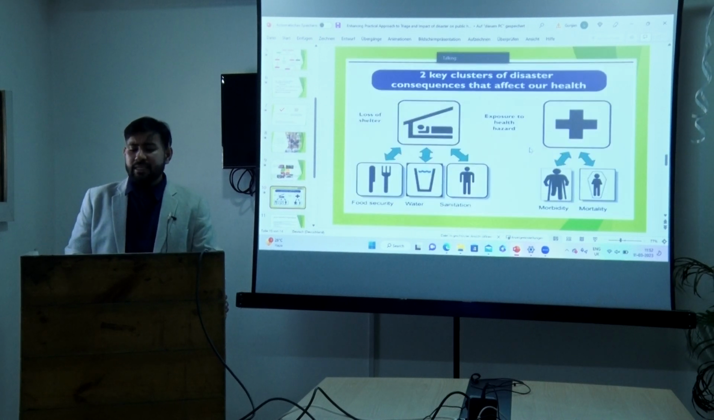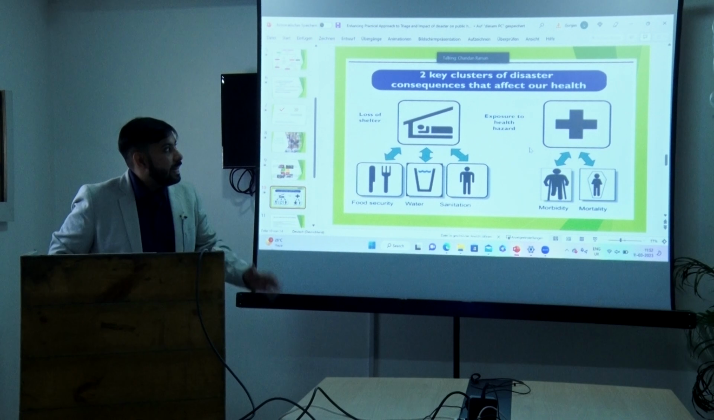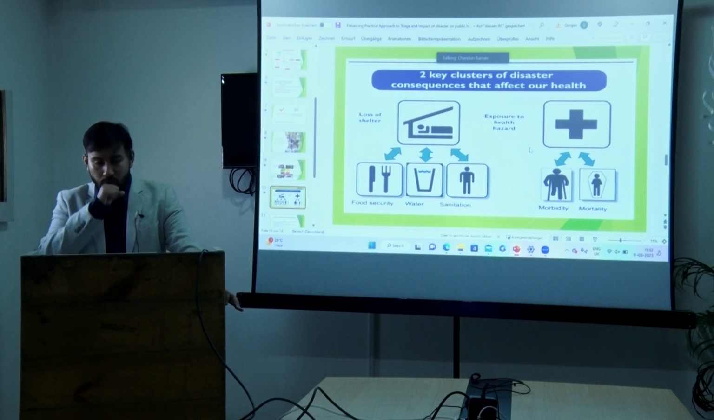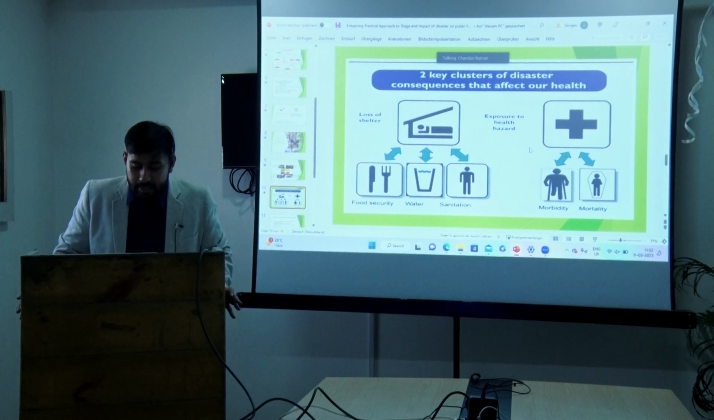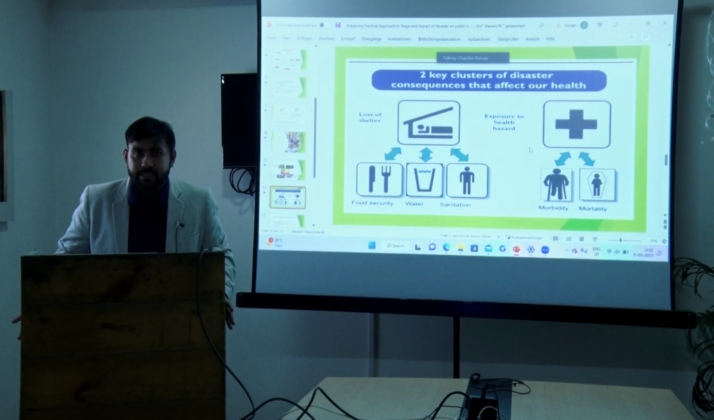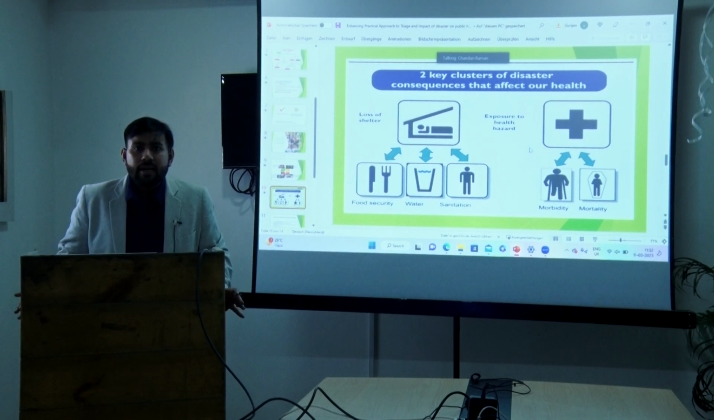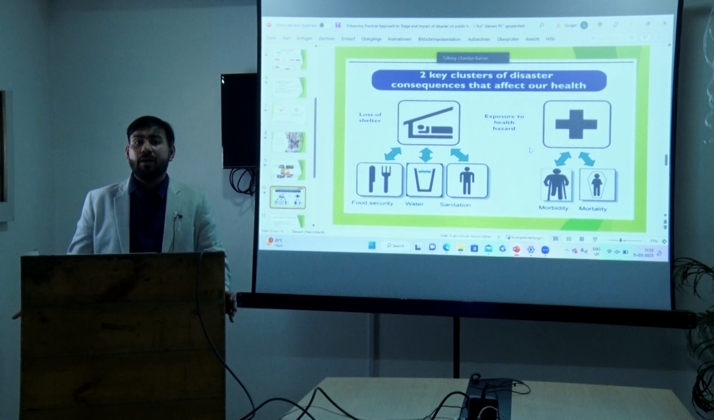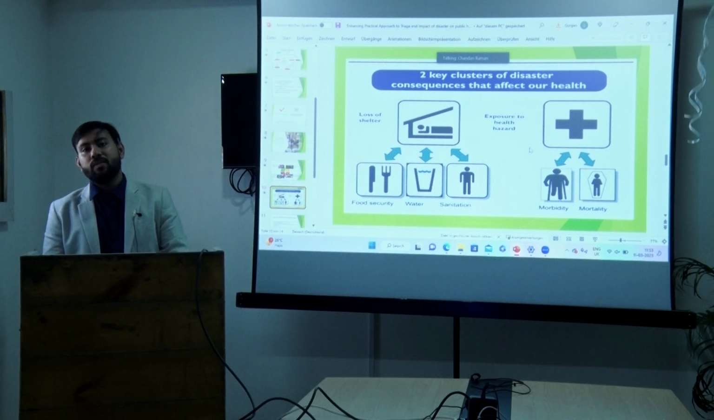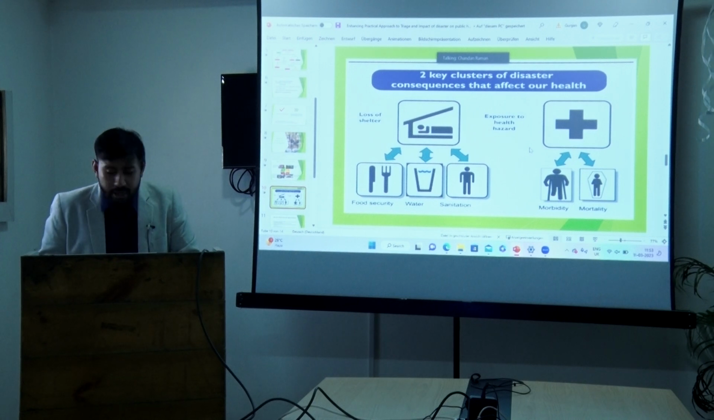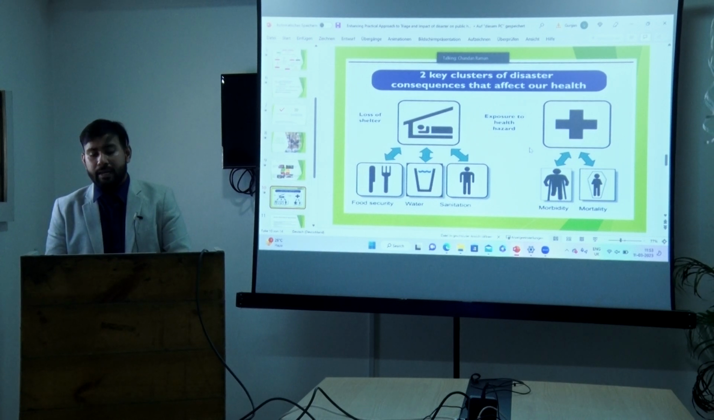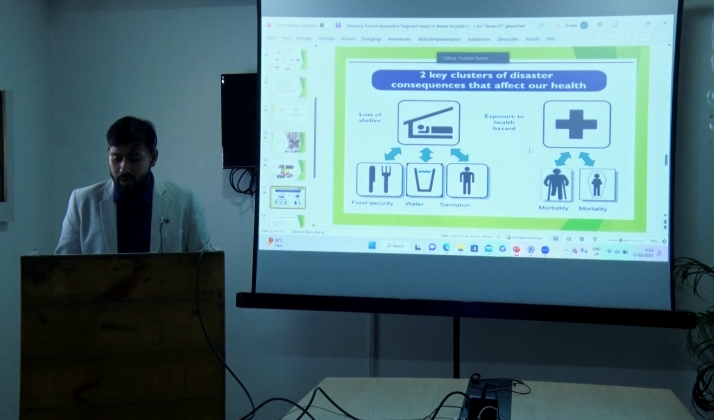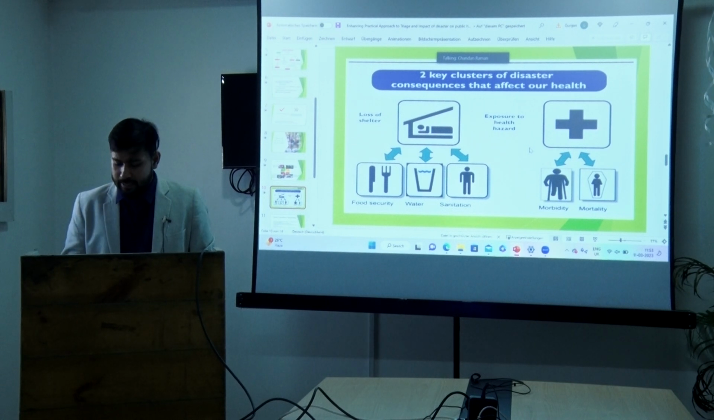So now there are two clusters of disaster consequences that affect our health. Mainly, there is a loss of shelter and exposure to health hazards. If there is loss of shelter, then we won't have food security. We can see that our crops will be damaged, everything will be damaged. Water will be contaminated by various things, and sanitation will also be a problem. So exposure to a health hazard means morbidity: a patient can sustain injuries, cannot work, and mortality if a person dies.